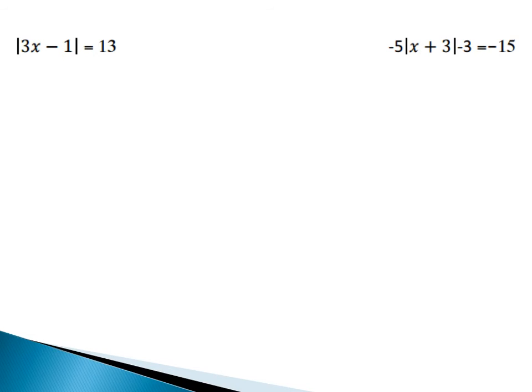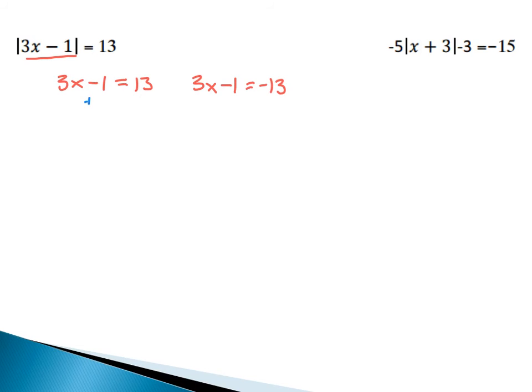I have the absolute value of 3x minus 1 equals 13. Notice this one, the absolute value is isolated already. So here's what I'm going to say: whatever's inside, 3x minus 1, could be equal to 13, because the absolute value of 13 gives you 13. And 3x minus 1 could equal negative 13. Now I just have to solve each of these separately.